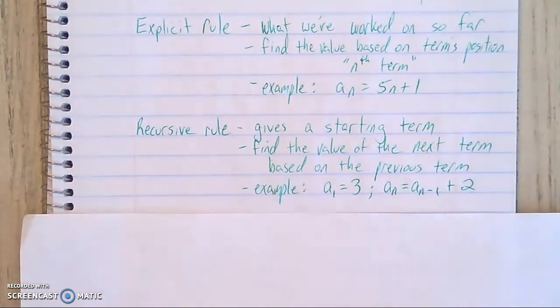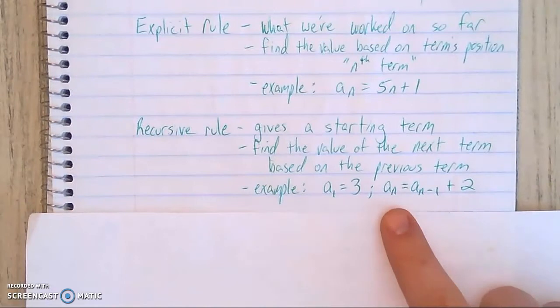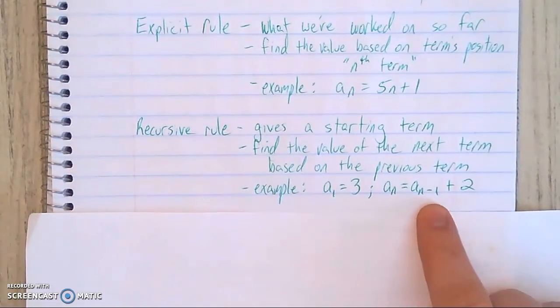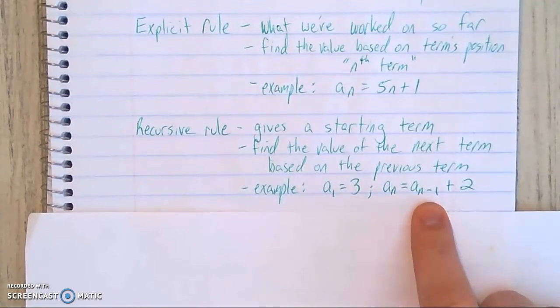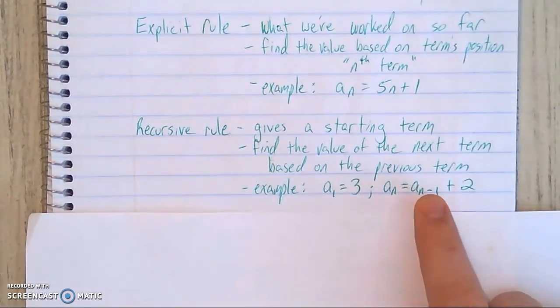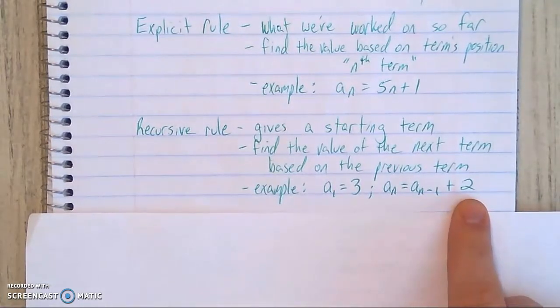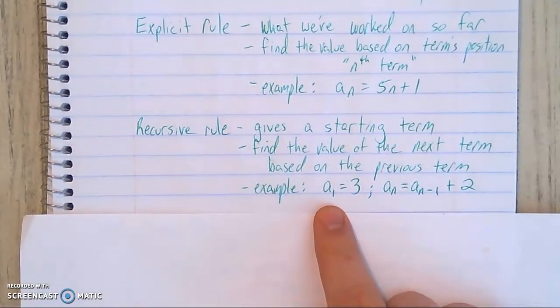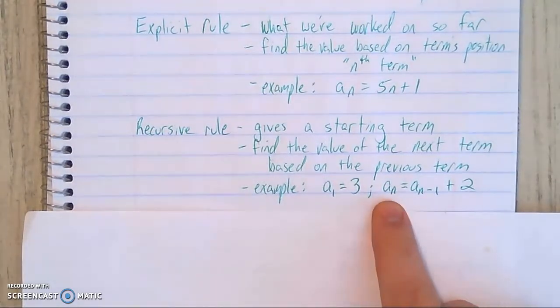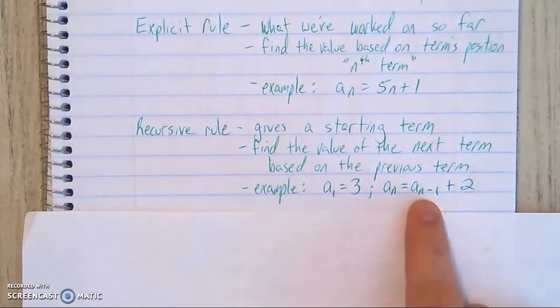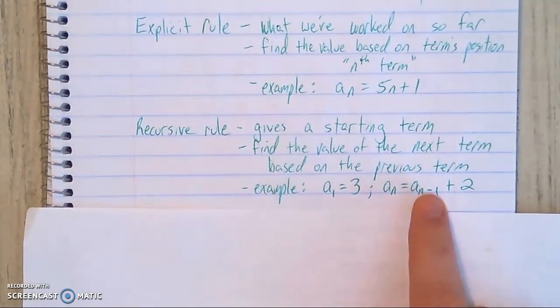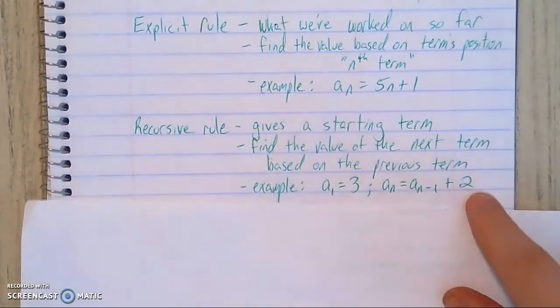For example, if they told us that we were starting with a sub 1 is 3, our first term is 3, and then they told us that a sub n is equal to a sub n minus 1 plus 2. So a sub n is the new term, a sub n minus 1 is whatever came before, and we're going to take whatever came before and add 2. If this is a sub 1, what about a sub 2, the next one? A sub 2 would be equal to a sub 2 minus 1, which is a sub 1, which is 3, and 3 plus 2 is 5. It's just telling us to go up by 2.